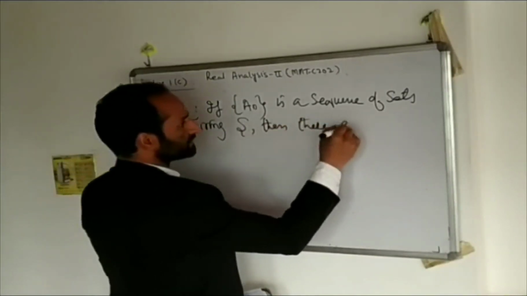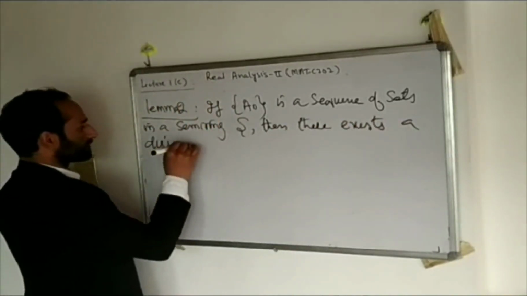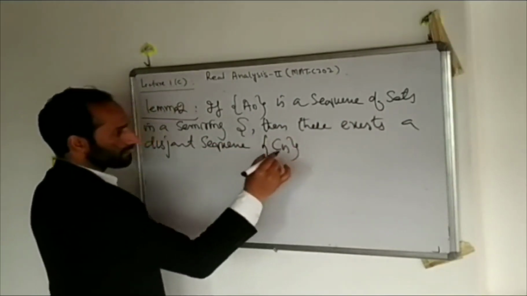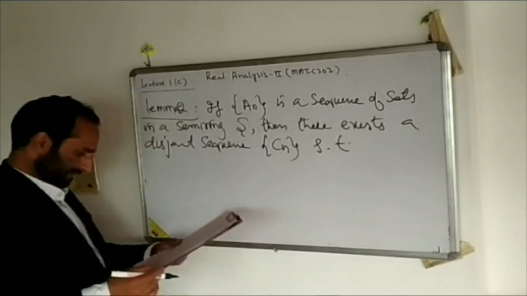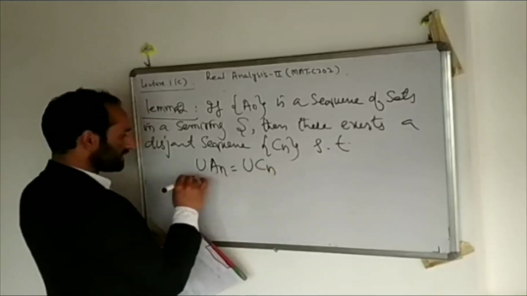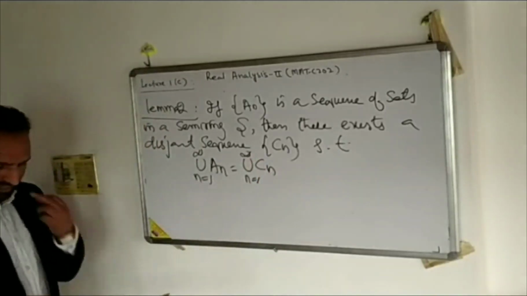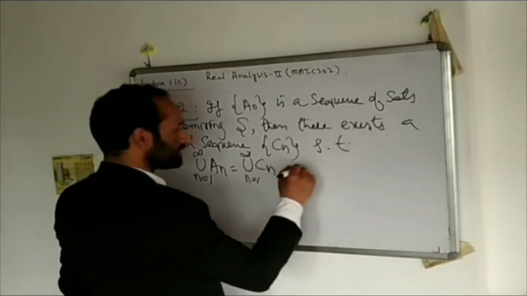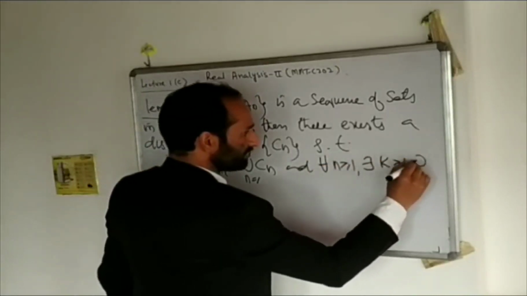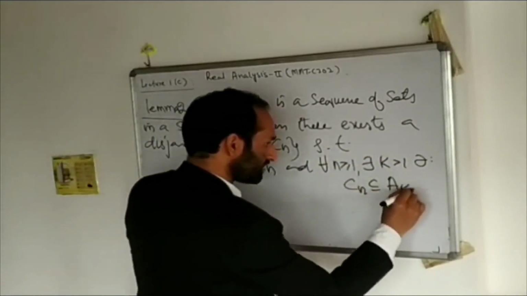Cn such that the union of An is the same as the union of Cn, n runs from 1 to infinity. And one more thing, for all n greater or equal to 1, there exists k greater or equal to 1 such that Cn is a subset of Ak.